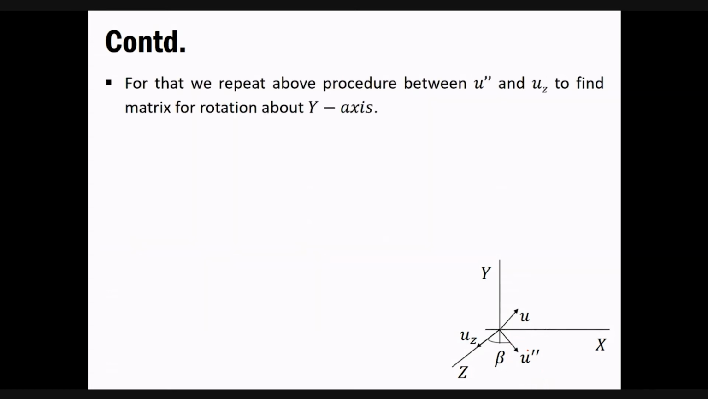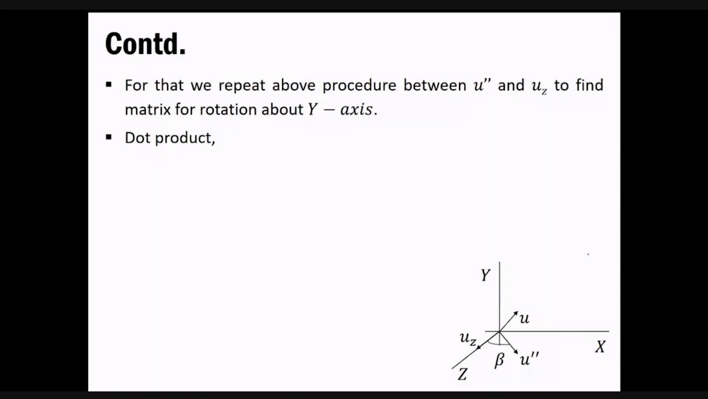To do so, we have to repeat the same procedure. So we repeat the above procedure between u double dash and uz to find the matrix for rotation, something we can directly use in our example. Instead of taking u dash and uz, we are now using u double dash and uz.